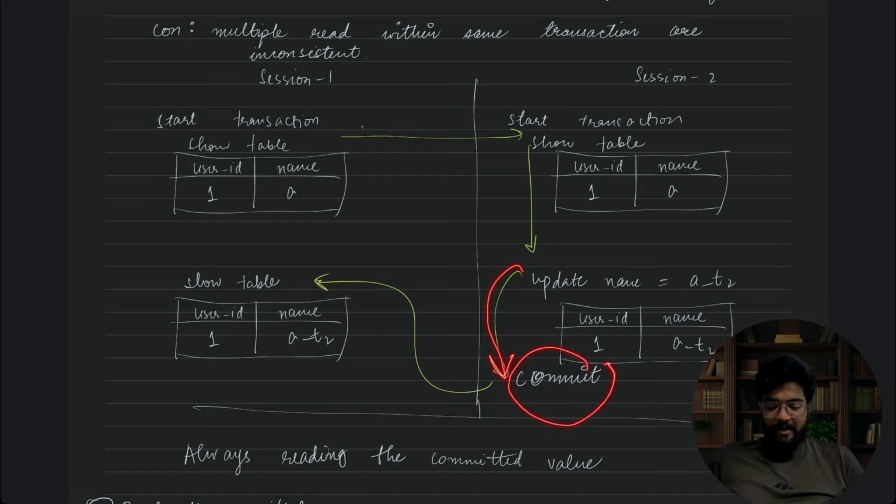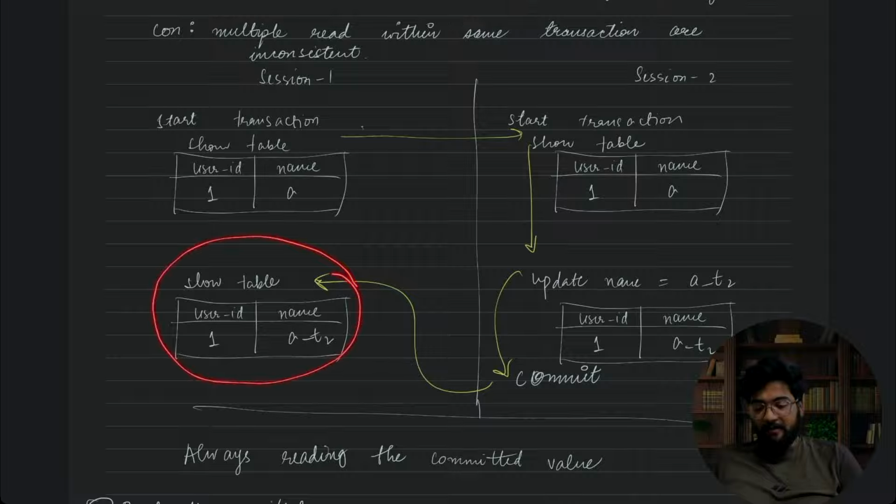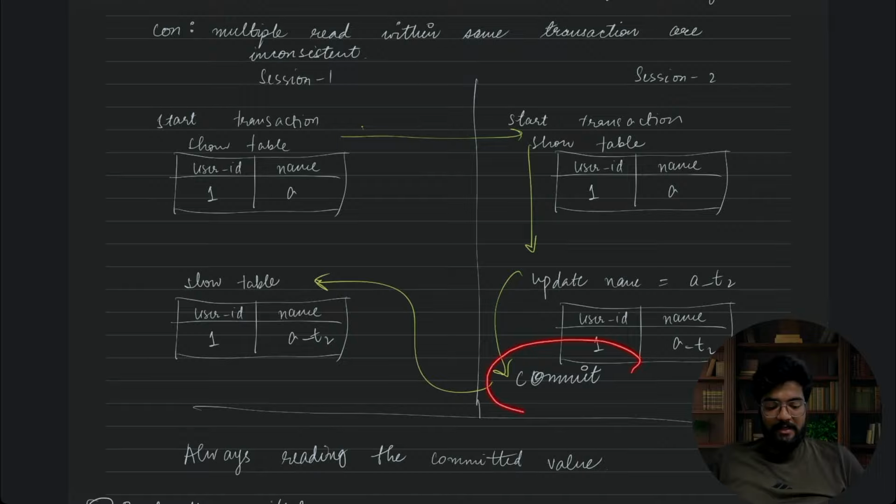The moment we have committed this transaction, we are able to see the updated name in our other session, which is different from the previous isolation level. In the previous isolation level, to see the updated name we had to commit this transaction as well. But in this case, we need not commit it, and once the other transaction is committed, we can see the updated value in our table. This simply means that we are always reading the committed value.